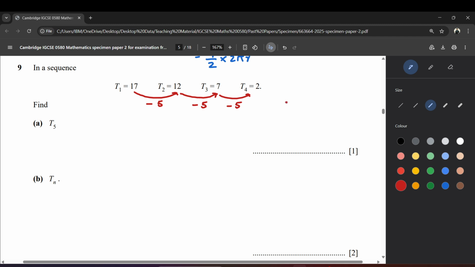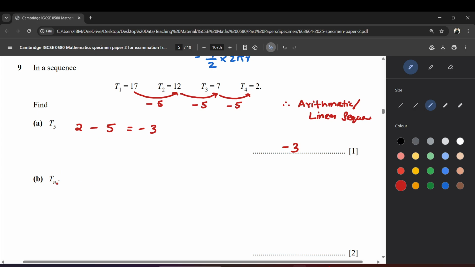So you can see that we have a common difference. Therefore we can conclude that this is an arithmetic or linear sequence, right? Now we need to find out the term number 5. So term number 5 will also follow the same rule. That will be 2 minus 5, which will be equal to minus 3. So that will be my term 5.